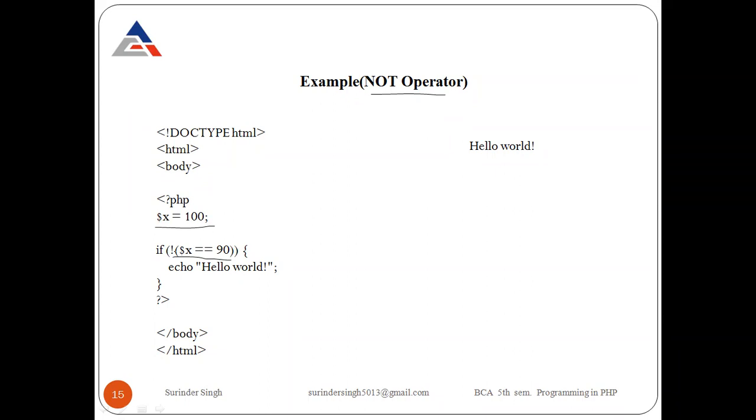Now we are checking if not x equal 90. Clear? Here we are checking if not x equal 90, and x has the content 100. So x is not equal to 90. And we are checking not x equal to 90, and this condition is true. X is not equal to 90 and it returns true. And the if will execute this statement. Clear? Now move to the next slide.